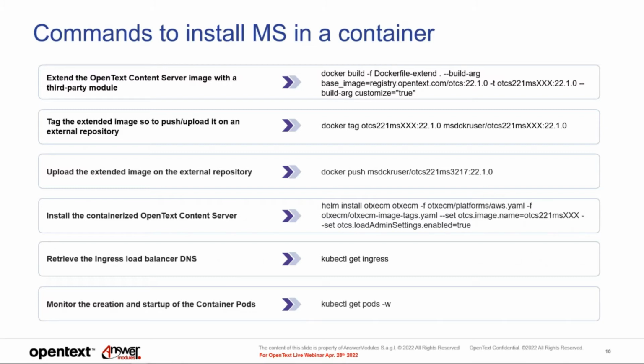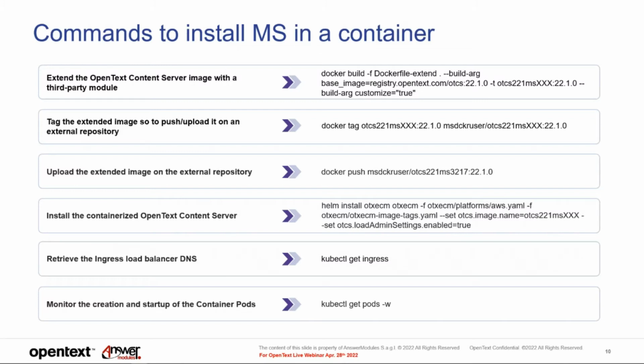The first thing we need to do is tell the system that we wish to have a specific version of Content Server together with a third-party application, in our case, the Answer Modules Module Suite. To do this, I need to extend the original image of the Content Server with the image of our module, to create one single environment, one single image containing everything inside. And as you can see here, this is just a matter of executing one simple command.